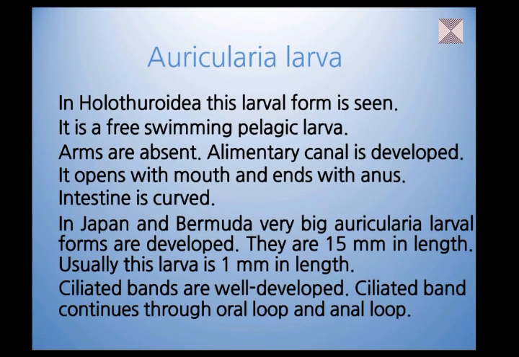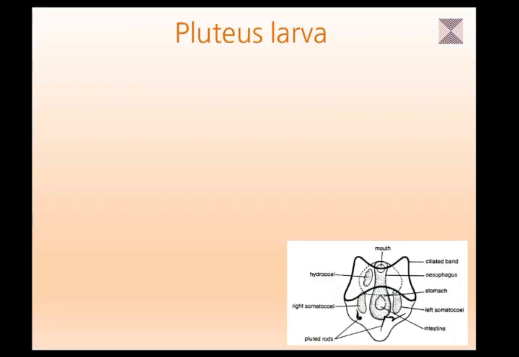The ciliated bands are well developed. The ciliated band continues through the oral loop and the anal loop. So these ciliated bands are also helping the Auricularia, as it is a free swimming pelagic form. So these are helping in the swimming motion of the larval forms.